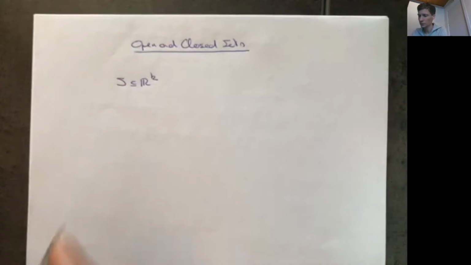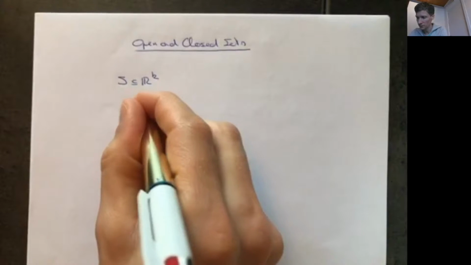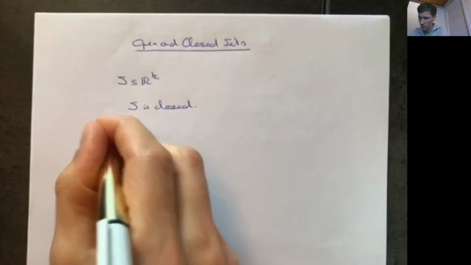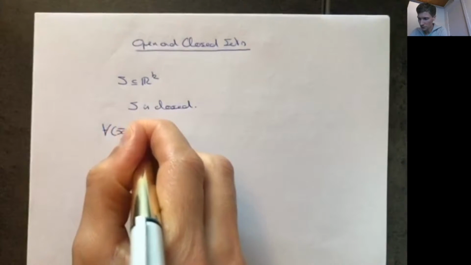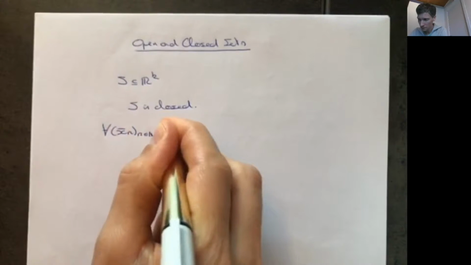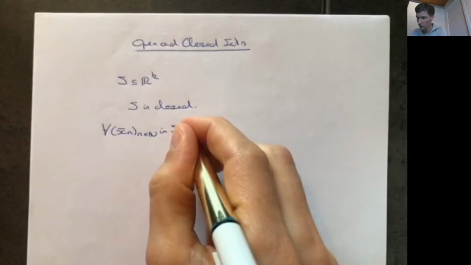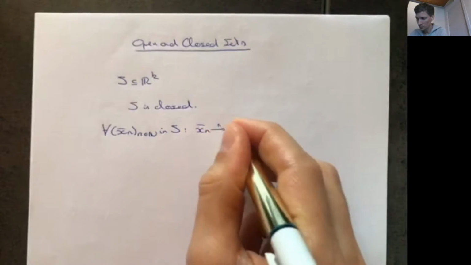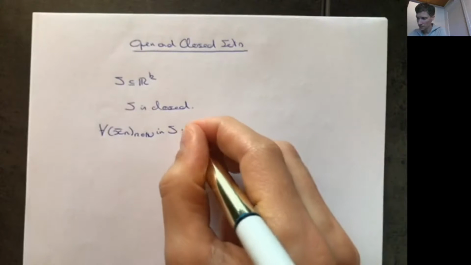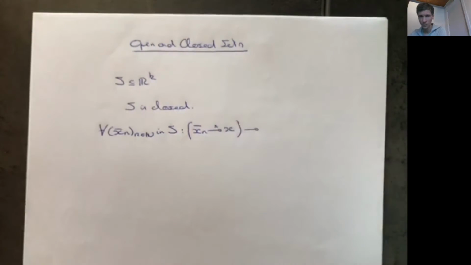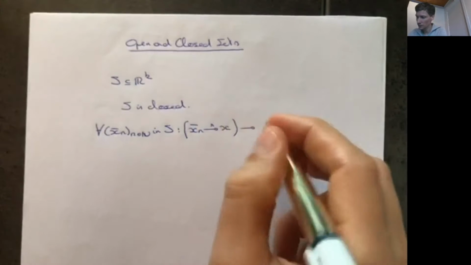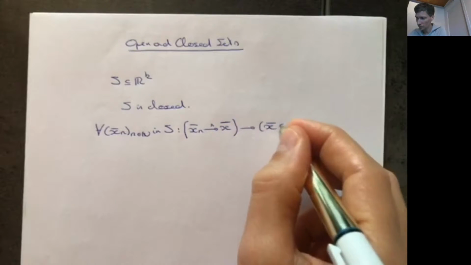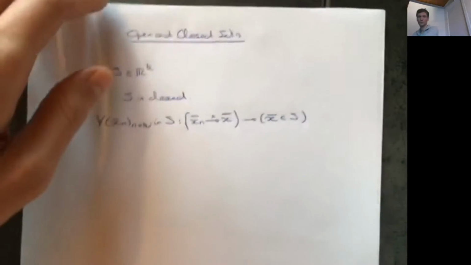So let's start with the definition of a closed set. We say that S is closed if the following definition holds. For any sequence of vectors xn in the set, if xn converges to x, this is an implication, then the limit of the sequence, this vector x, should also be in the set.